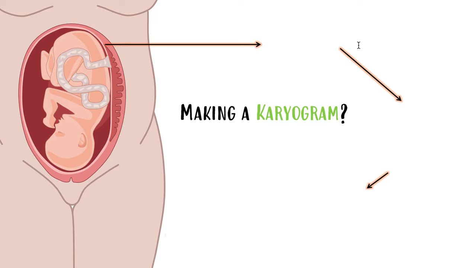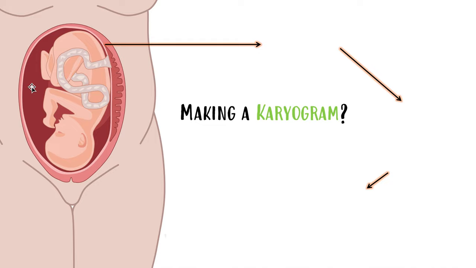So here we have a mom. To make one, let's say we want to figure out if this baby is going to have Down syndrome or not. So they want to make a karyogram. The scientists want to take a sample and see if it's going to have Down syndrome or not. So what they do is they go in here and they take a sample from somewhere, whether it's the amniotic fluid here, whether it's the placenta here, whatever.